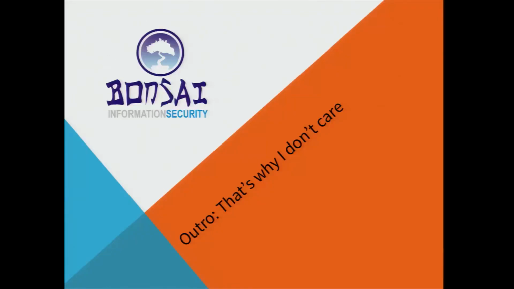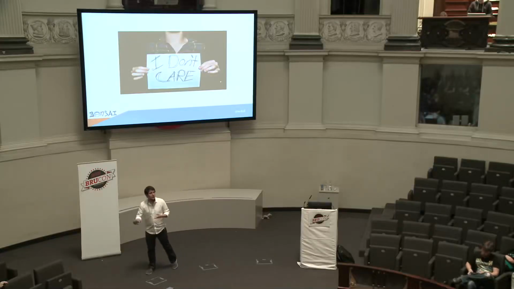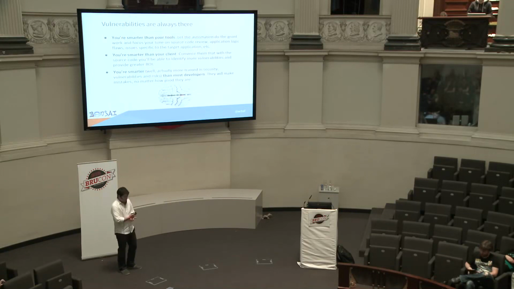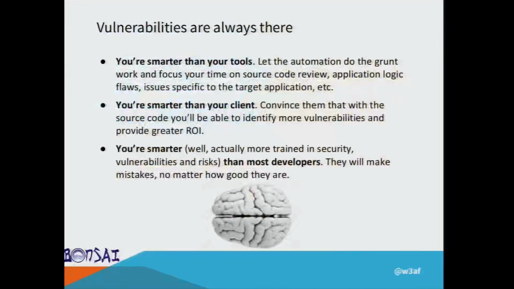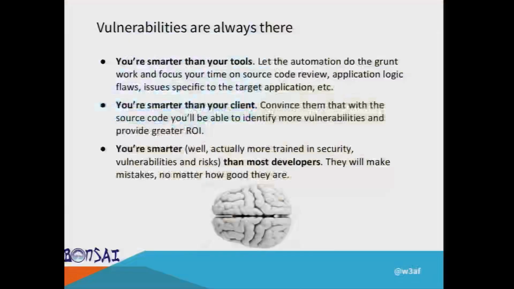So basically, that's why I don't care about silly and boring vulnerabilities disappearing. You shouldn't care either. This is much more fun than a SQL injection. And you are smarter than your tools. Let your tools perform the automated work. Let your tools try all the cross-site scripting tests on all of the parameters. And use your time to perform source code review and identify these types of vulnerabilities.